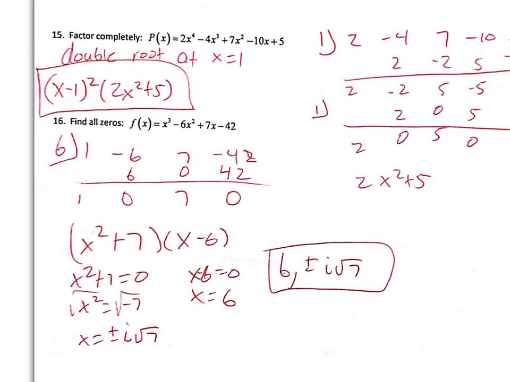You cannot factor 2x squared plus 5. So this one just said find the factors. So x minus 1 squared, because there's 2 of those, and 2x squared plus 5 are the factors.